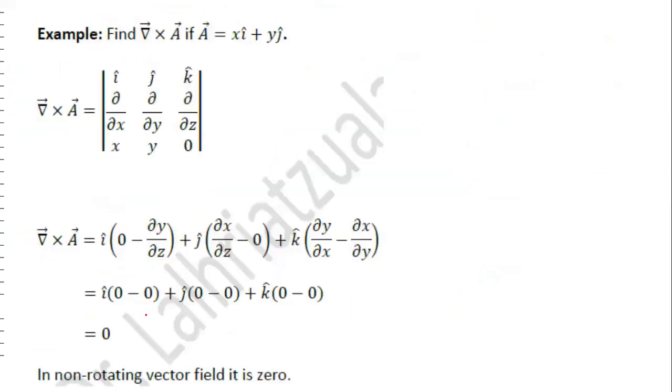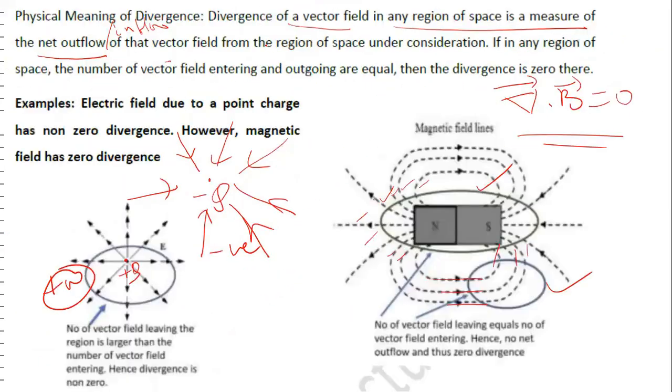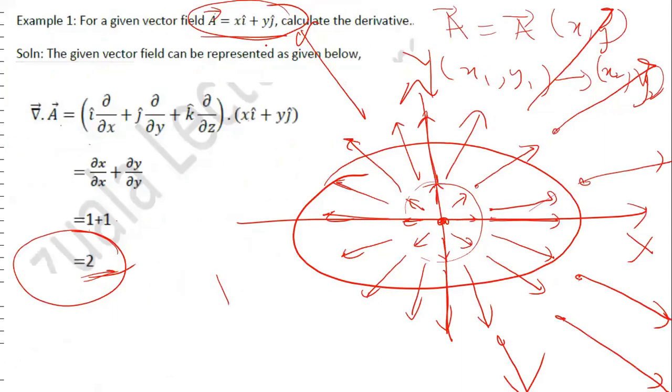Now, if you remember, this was the vector field we constructed in the previous class, that is, vector A equal to xi plus yj. When we constructed it, we found that this was a diverging field. This vector points away from the origin, and as it moves further and further away from the origin, the magnitude of the vector increases. So this is a diverging vector field.